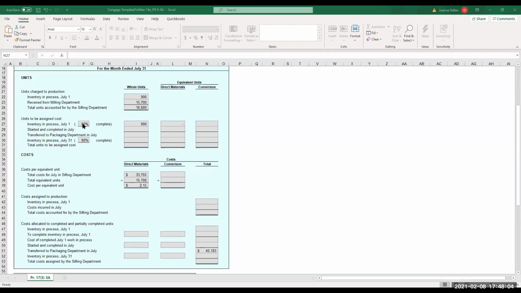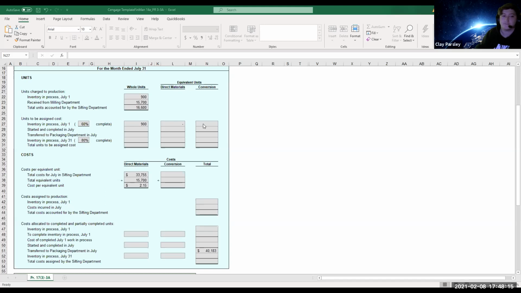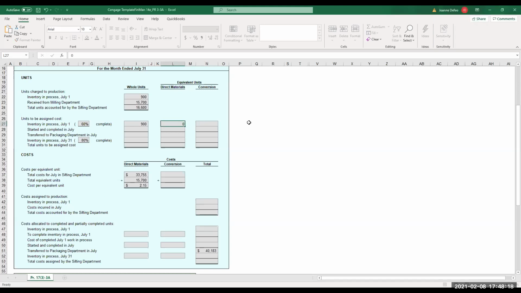Okay. So now, if it's 60% complete, scholars, how much more do we have to complete it? What's 60% from 100%? 40%. Yeah, exactly. So make sure you put a zero here. So here we have to do equal 40% times 900 units. So it likes the 360. So that's what we have to convert. It's completed by 60%. We have 40% times this to complete. This is how much we have to complete.